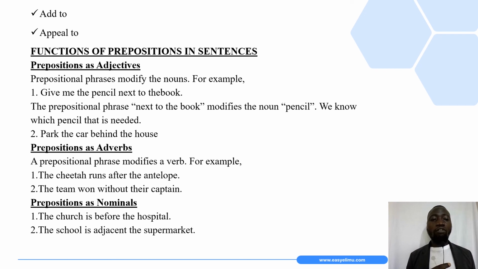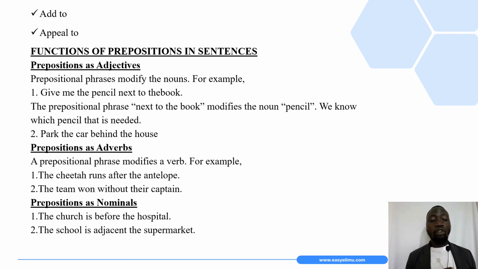So the next function of prepositions in sentences is that we can have prepositions functioning as adverbs in sentences. So consider the examples that we have. The cheetah runs after the antelope. The other example is that the team won without their captain. So if you keenly study the two examples, you realize that the prepositional phrases that we have there have been used to modify the verbs that we have there.